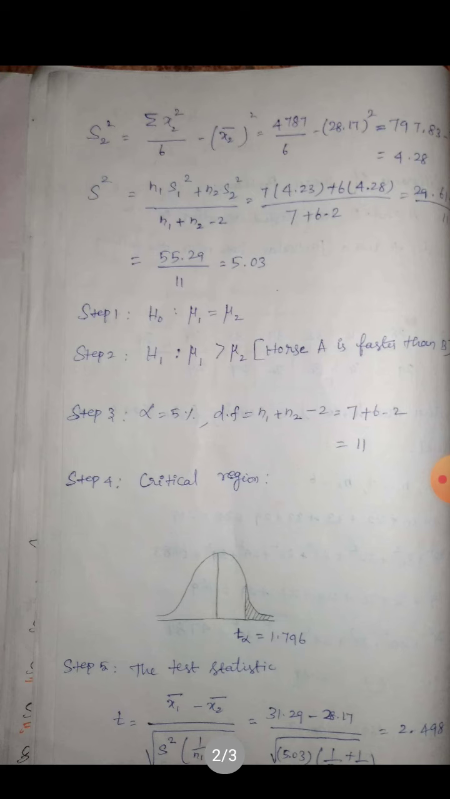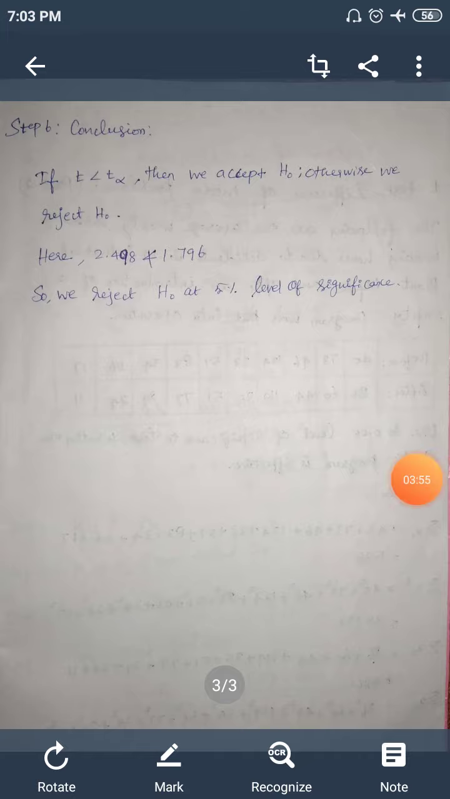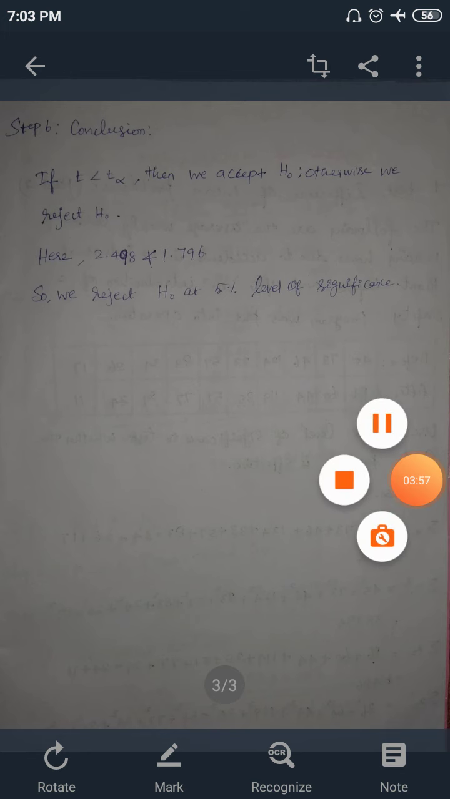Then go to step 6, the conclusion. The table value is 1.796, but the calculated value is 2.498. The calculated value is higher, but the table value is lesser. If the table value is lesser, then H0 is rejected. Therefore, in this problem we reject H0 at 5% level of significance. Thank you.